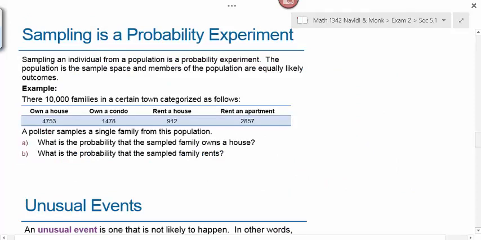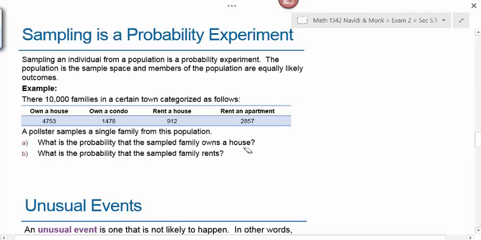Sampling an individual from a population is a probability experiment. The population is the sample space, and the members of the population are equally likely outcomes. In this example, we're told that there are 10,000 families in a certain town categorized as follows. There's 4,753 that own a house, 1,478 that own a condo, 912 people rent a house, and 2,857 people rent an apartment. If you added all these up, you'd see that that's your 10,000 people in your population.